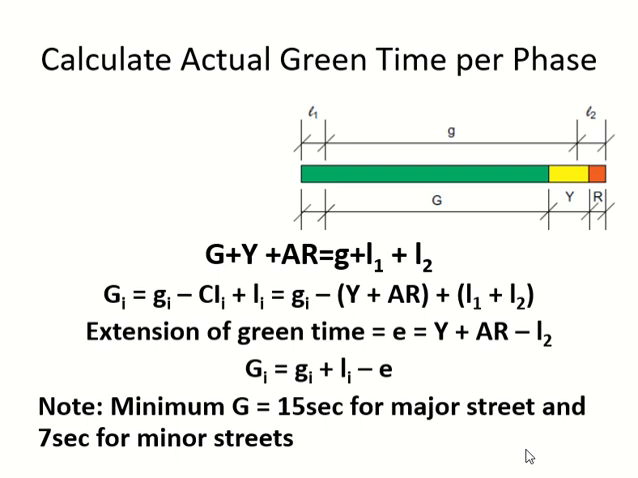The driver doesn't know about effective green. We need to tell the driver or the programmer when the light should become green. So that's why we are doing this. Clear?